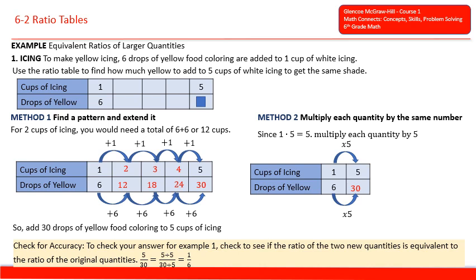Check for accuracy. To check your answer for example 1, check to see if the ratio of the 2 new quantities is equivalent to the ratio of the original quantities.